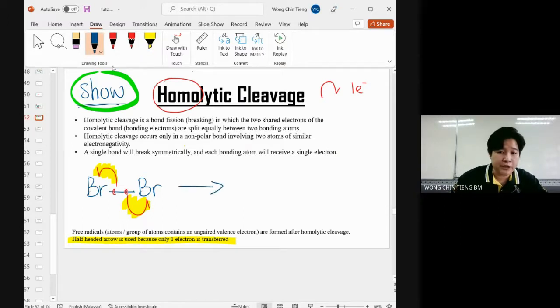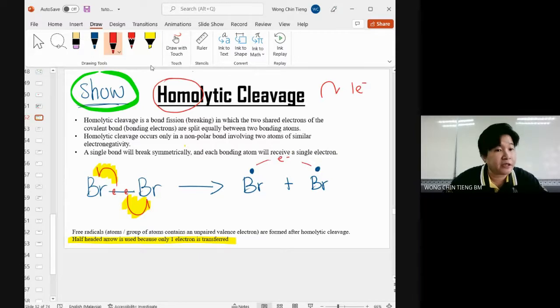And what would be your product? Your product will be a Br with a dot, a Br with another dot. And the dot over here represent electron. This dot over here represent electron. Remember your Lewis structure? Benda ni? Ingat? That is the dot kan? The same dot. Dot represent electron. And do you realize, I want you to pay attention to one thing. Do you have charge for this? Ada positif, negatif? Tak ada ya.